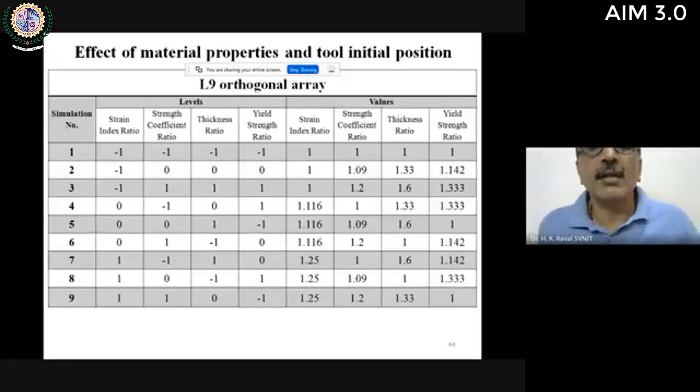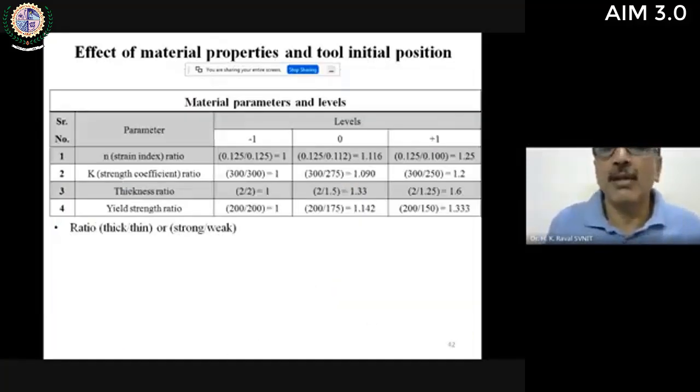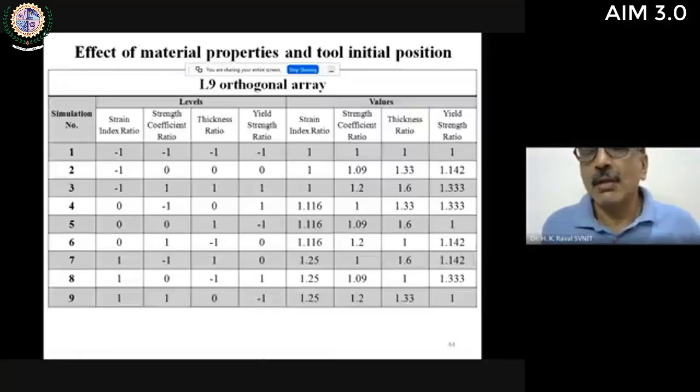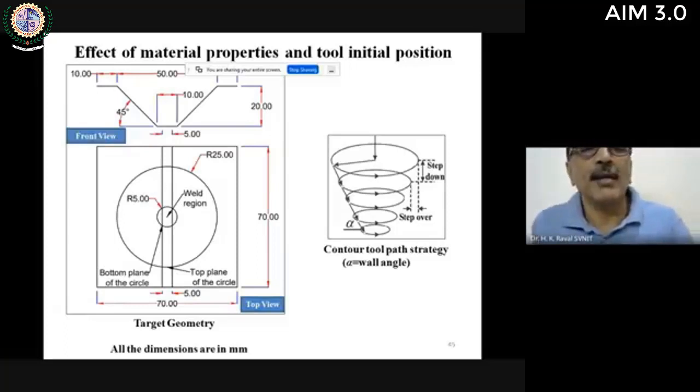These are the combinations of the parameters which were already shown here. These are the three levels of four parameters. An L9 combination was generated and used, and this is the shape of the geometry which was targeted. The angle of the geometry was 45 degrees, and the cone has a top diameter of 50 and a bottom diameter of 10, and that is how a height of 20 was generated using the contour tool path.